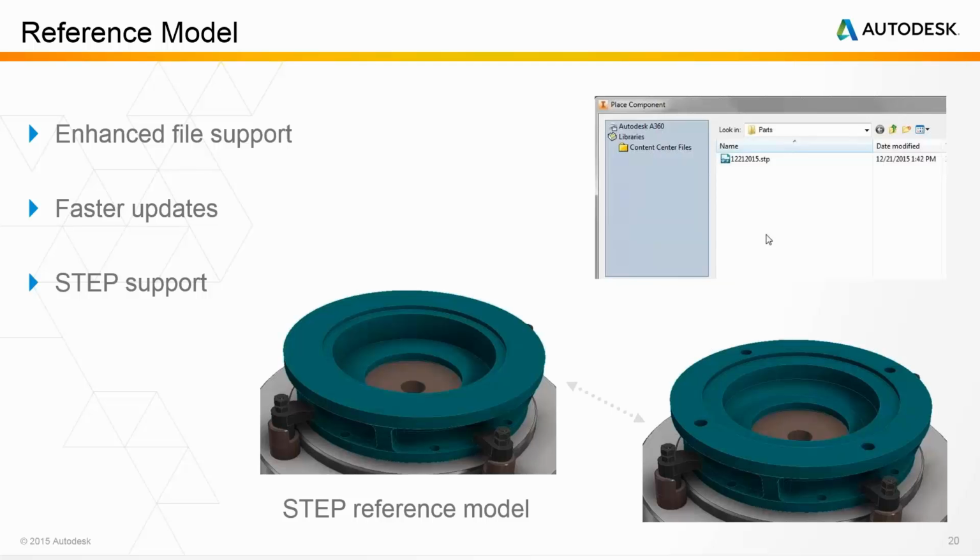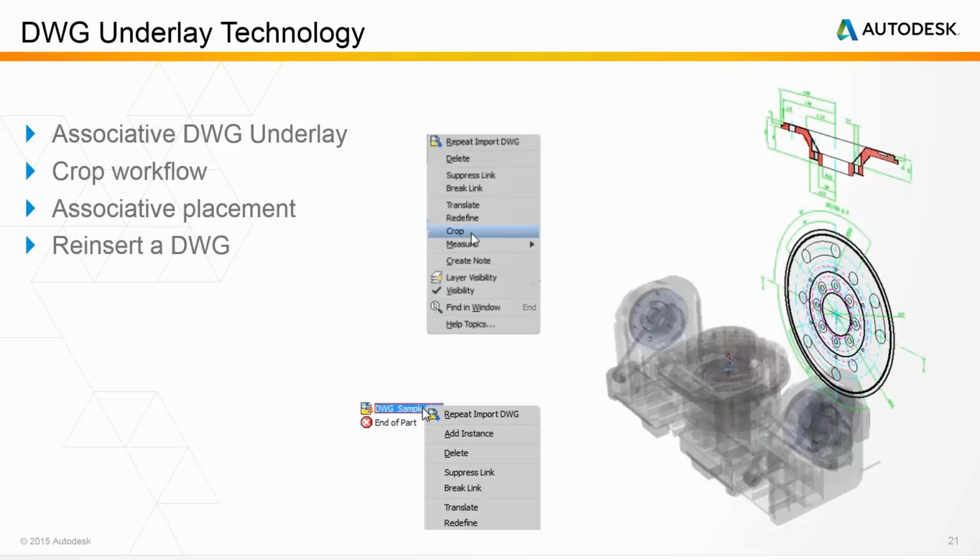So STEP, being one of the most common, if not the most common, neutral file formats, gives you the ability to quickly and easily import or reference the geometry without converting it. Furthermore, and this is definitely linked to the previous topic of the AnyCAD technology, is the DWG Underlay Technology. In many ways, the DWG file can be treated in the same manner. So we can create that associative link to an AutoCAD DWG file, meaning that we can leverage it inside the design environment, inside of Inventor, and utilize that as part of our workflow.